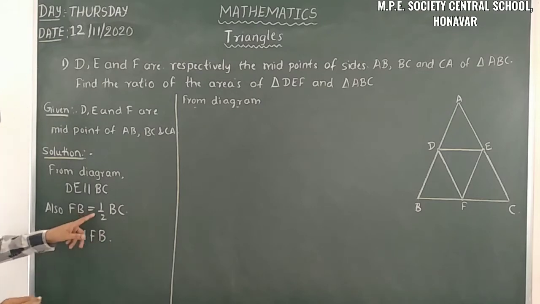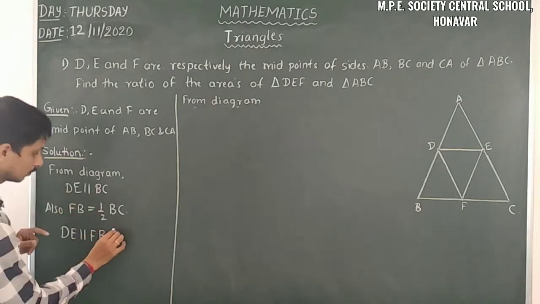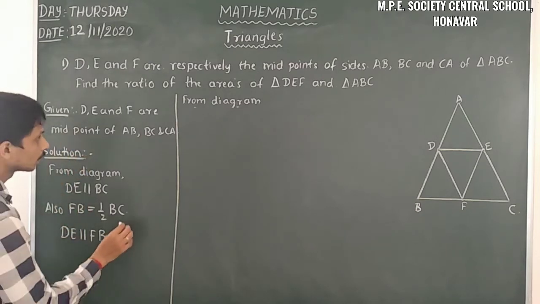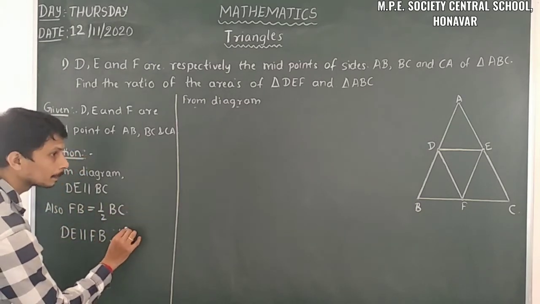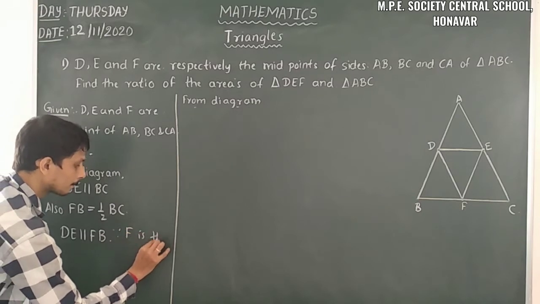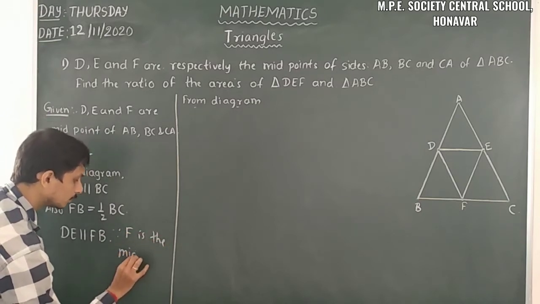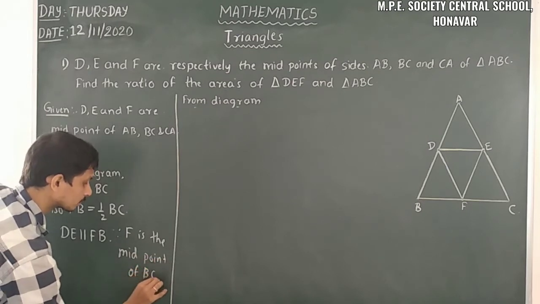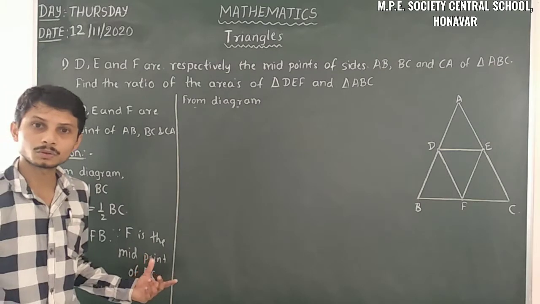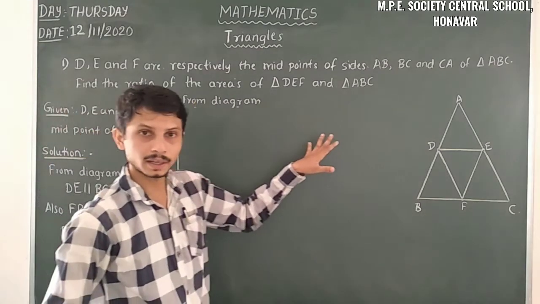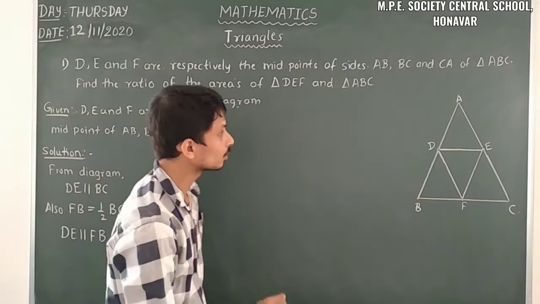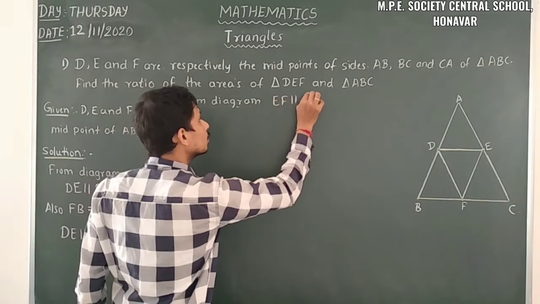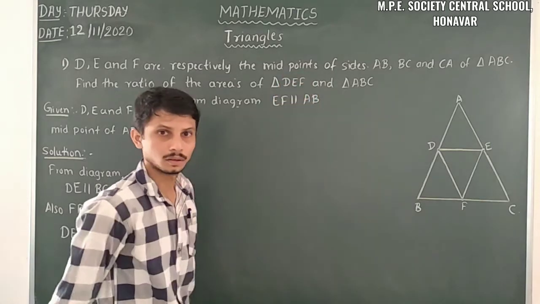This is complete because F is the midpoint of BC. Yes, so that's why those two are parallel. So from the diagram again, EF is parallel to AB.